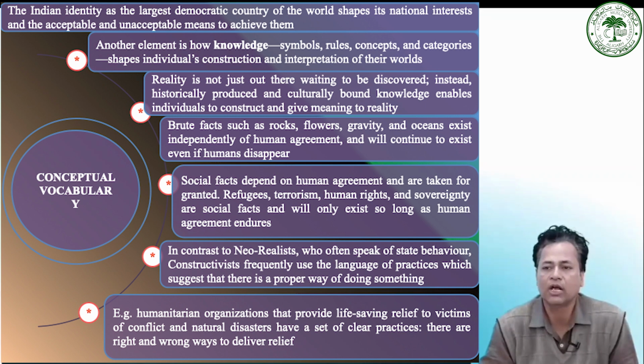So, that you have to make, and accordingly you have to choose your foreign policy goals. Another element is how knowledge that is associated with symbols, rules, concepts and categories shapes individual construction and interpretation of their world. So, the point is it is this understanding, this knowledge shapes the individual's construction and interpretation of their world. So, how you interpret the world, what is happening?